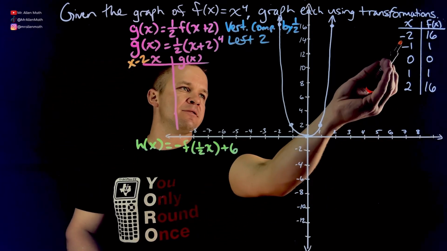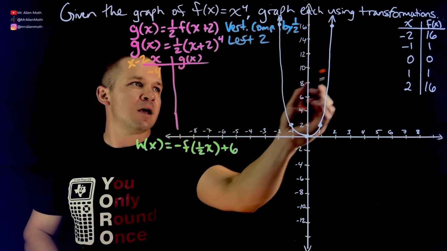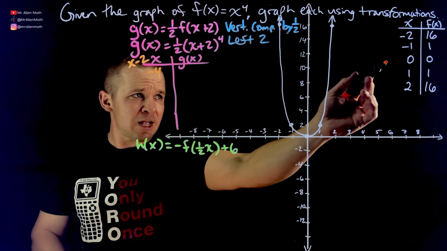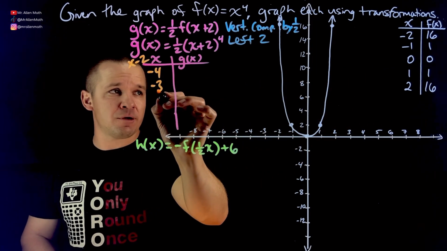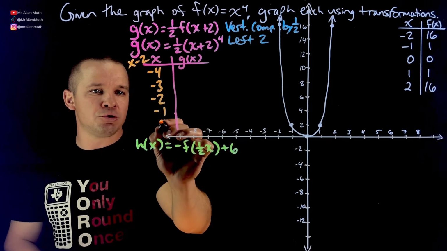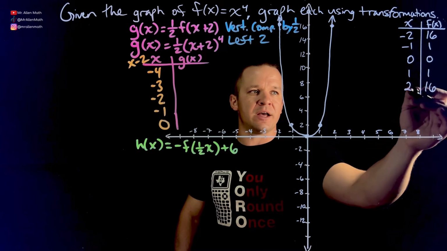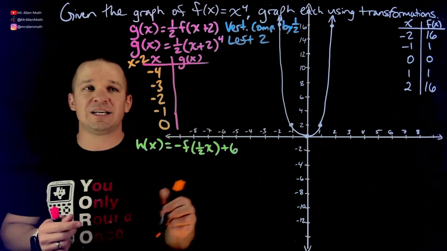So I take these values now, my -2, and I subtract 2. That point's going to be at -4. And if I take -1 and I subtract 2, I'm going to be at -3. 0 will put me at -2. 1 will put me at -1. And 2 will put me at 0. I'm subtracting 2 from all 5 of these values that I have in the parent function's T-chart.